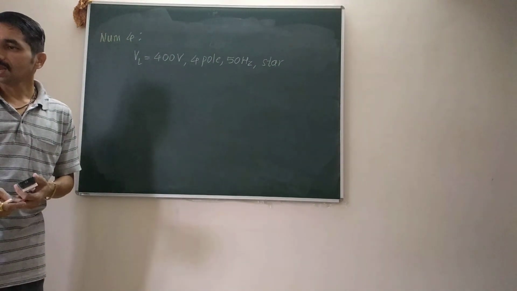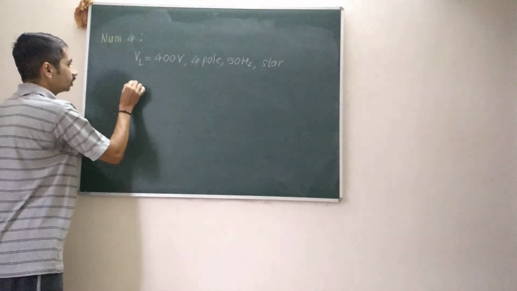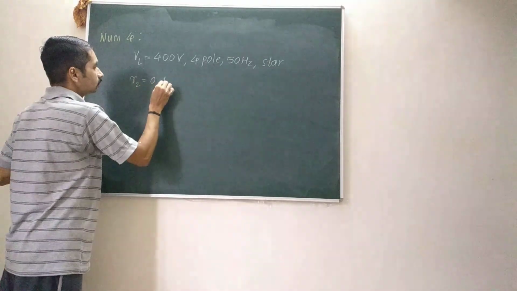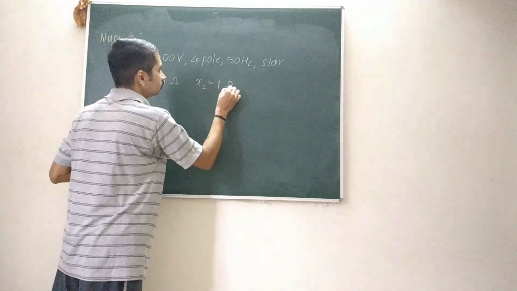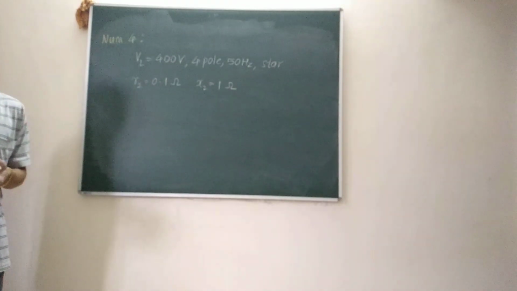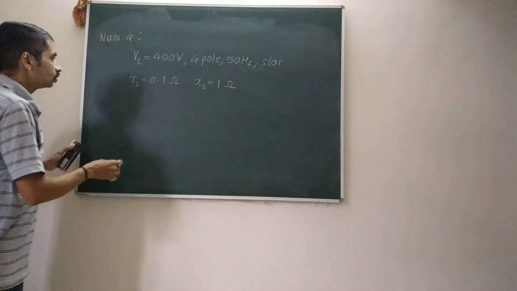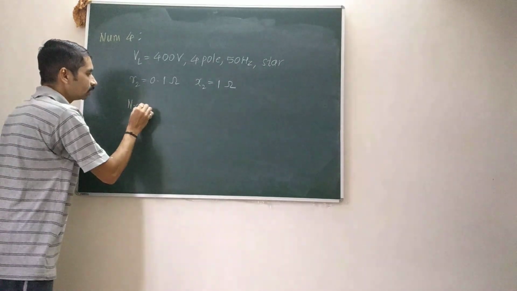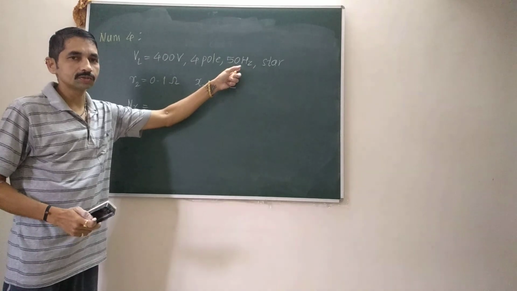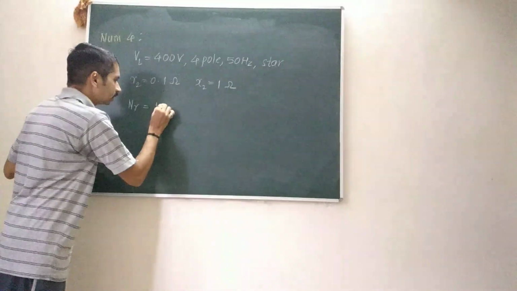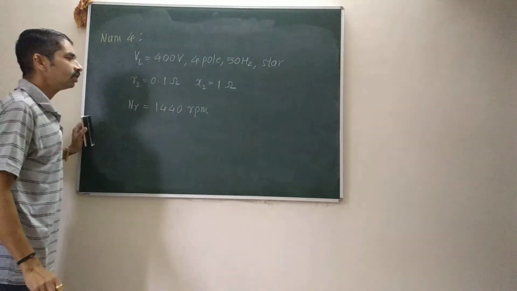The rotor resistance and reactance per phase are 0.1 ohm and 1 ohm respectively. So R2 is 0.1 ohm per phase, X2 is 1 ohm per phase. The full load speed is 1440 rpm. Full load speed means it is the rotor speed, because from this much information we can calculate the synchronous speed. So full load rotor speed, as per the given information, is 1440 rpm.